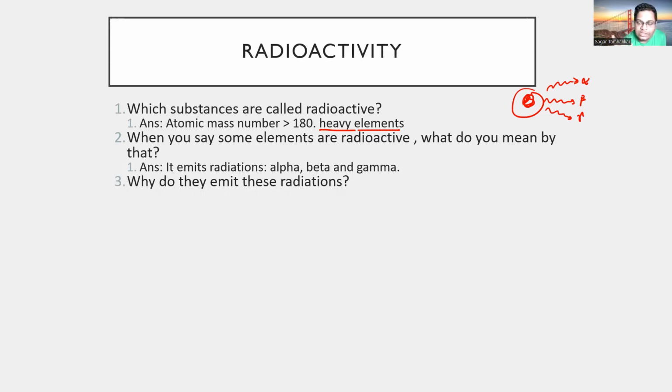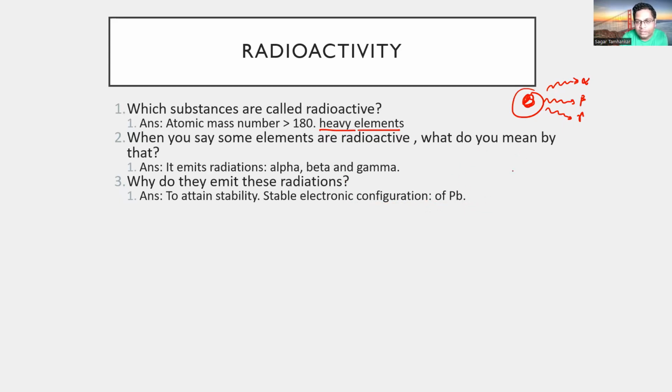So why do these elements emit these radiations? What is the purpose of giving out these radiations? The answer to that question is to attain stability. That means they become stable, or they attain the electronic configuration of lead.